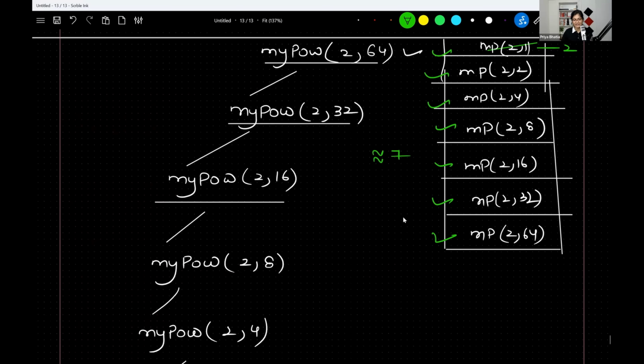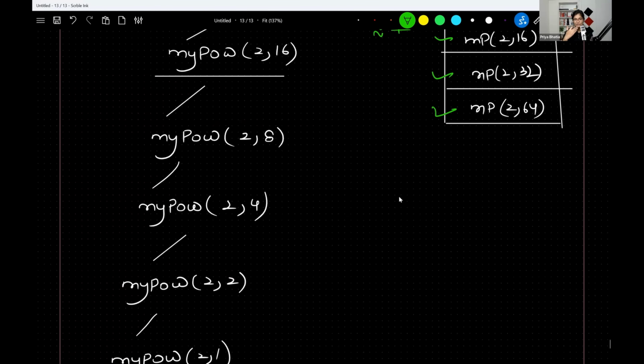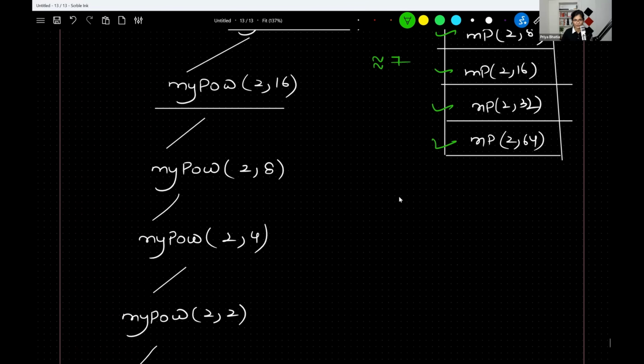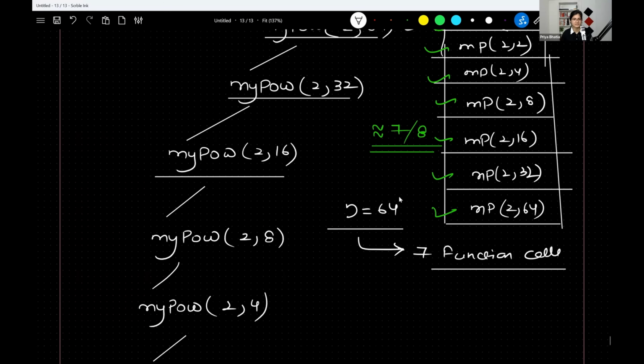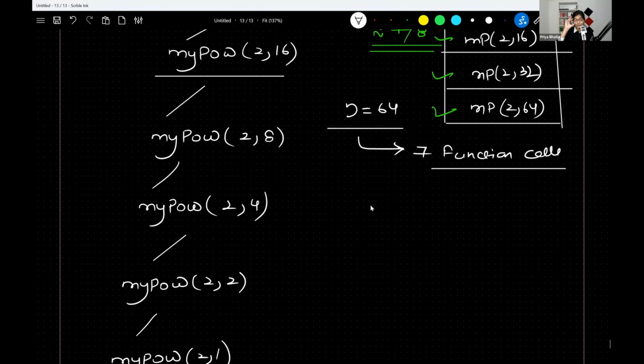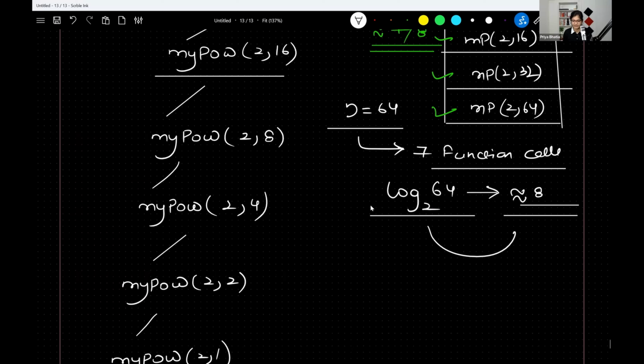In this case, if at any point any call goes until 0, it can go up to 8 as well. So 7 or 8 function calls you will use in the worst case scenario. Now, when the value of n is 64, you are using approximately 7 function calls. That's what we have seen here. 7 stack spaces are required. So how are you able to get this number as 7? If you see log of 64 base 2, it is approximately equal to 8. That's where you're getting this call count.